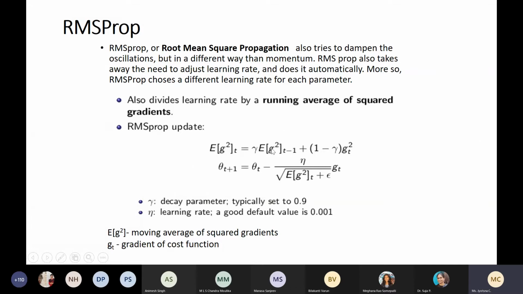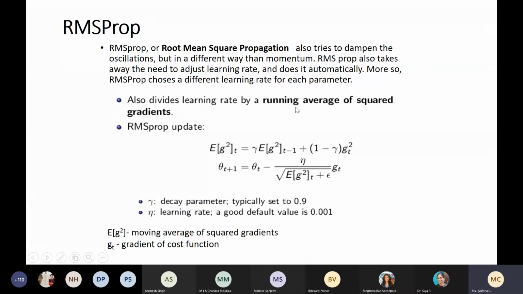It considers the previous squared gradients multiplied with a constant, and this constant decides what percentage of the previous squared gradient should be considered. If it has the value 0.5, 50% of the previous squared gradients will be considered. If it has the value 0.9, 90% will be considered. So gamma into E[g square] of the previous step, plus 1 minus gamma into the gradient square. Here g t means the gradient of the cost function. This is the formula used in RMS prop.